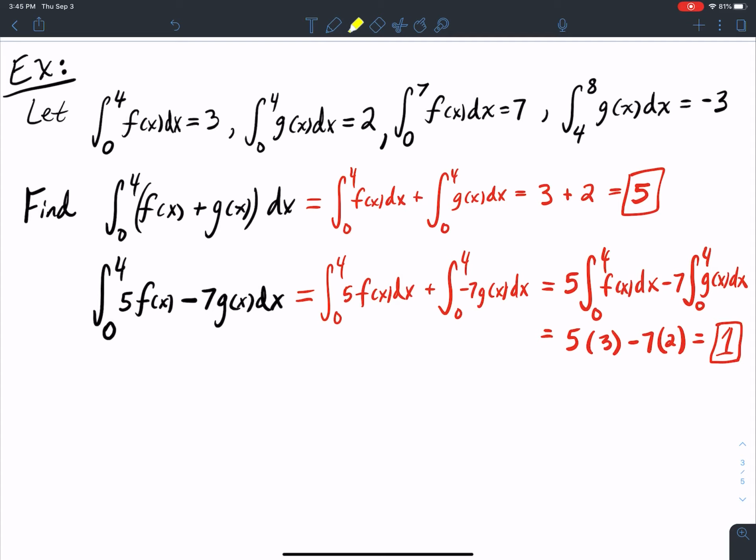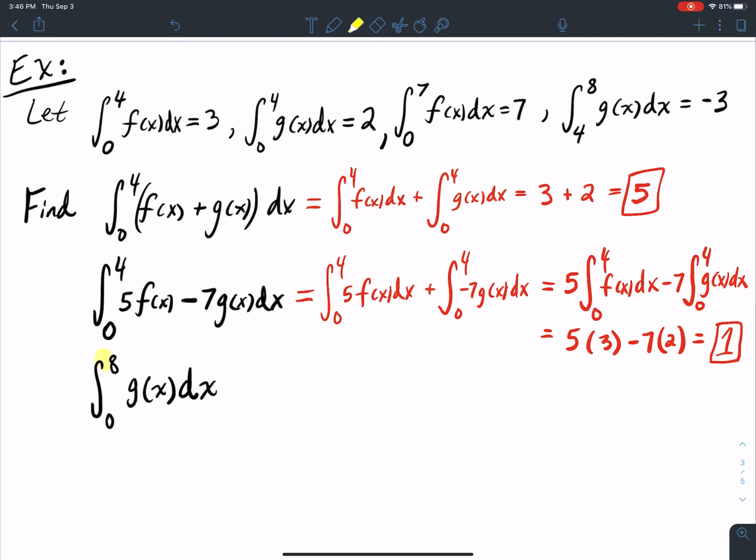So the trick is to somehow make whatever the thing you're trying to evaluate, the definite integral you're evaluating, look like the information that you are given. Okay? Otherwise, you're going to have to use properties from definite integrals in that video previous to this.